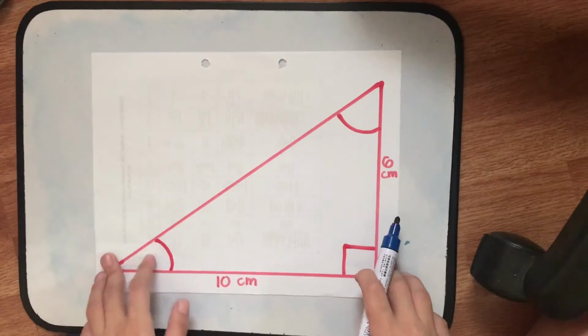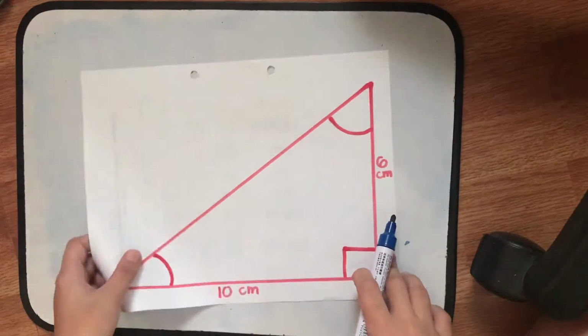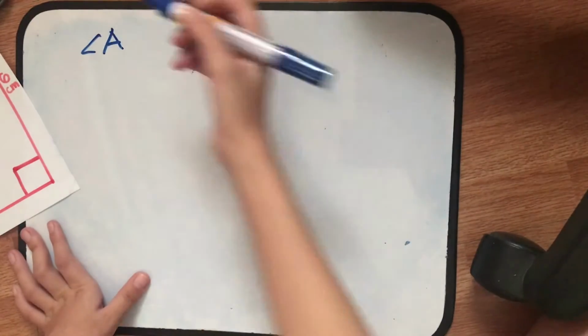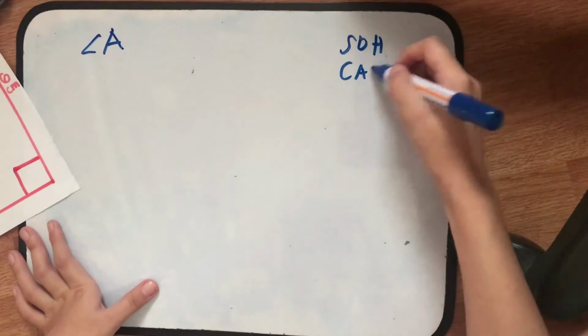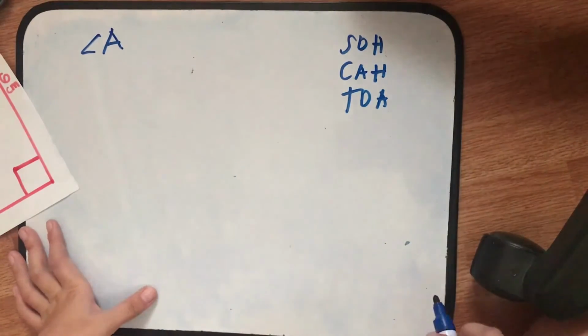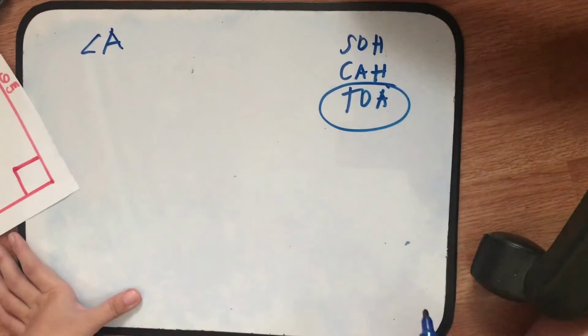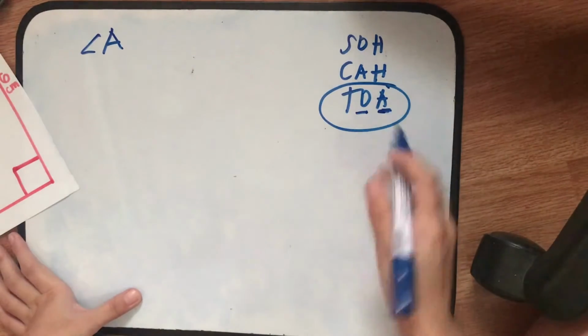First, we need to solve for angle A. This is the angle A. So to solve for angle A, we can use the TOA method, and we'll use the TOA because the opposite and adjacent sides are given.